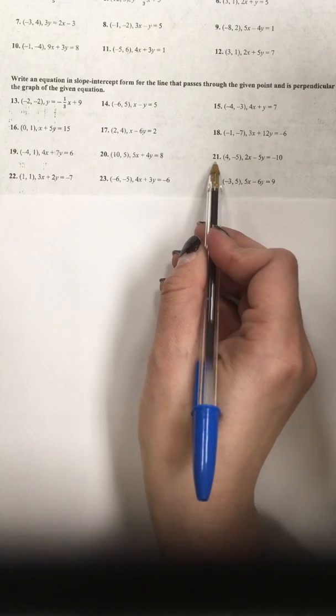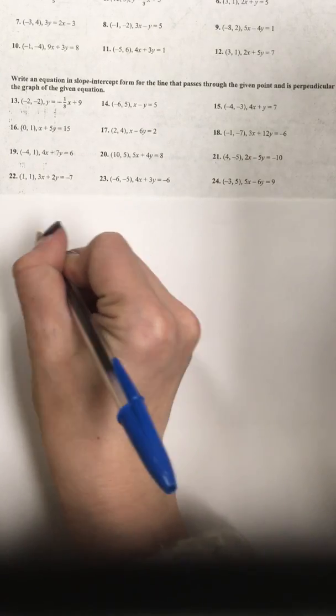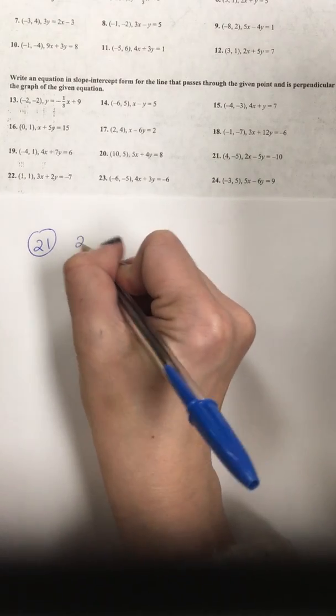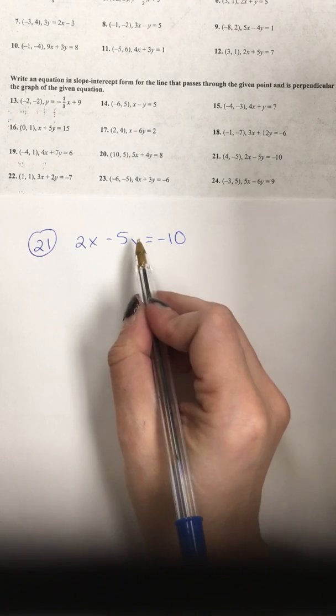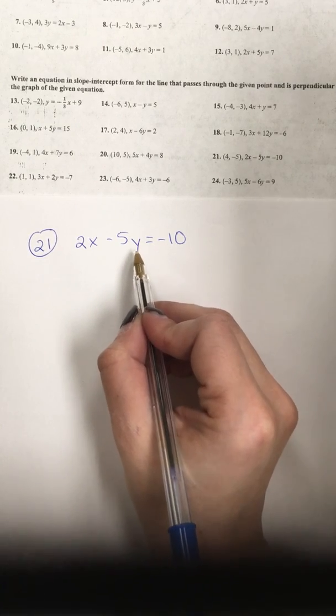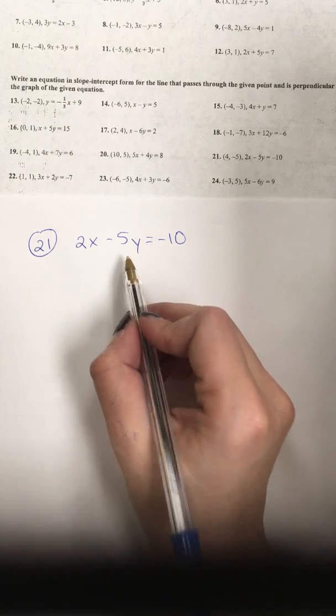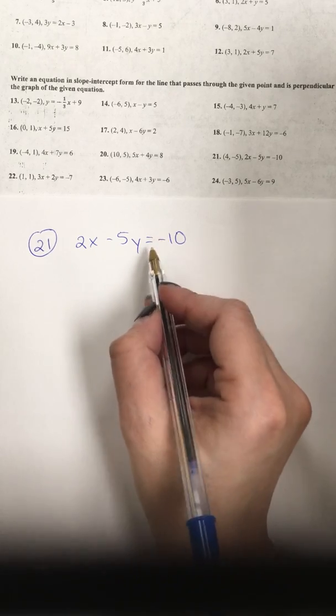Let's try number 21, all right? So my original equation for 21 is 2x minus 5y equals a negative 10. I don't know what the graph of this looks like because it's not in y equals mx plus b. So I'm going to rearrange my equation.